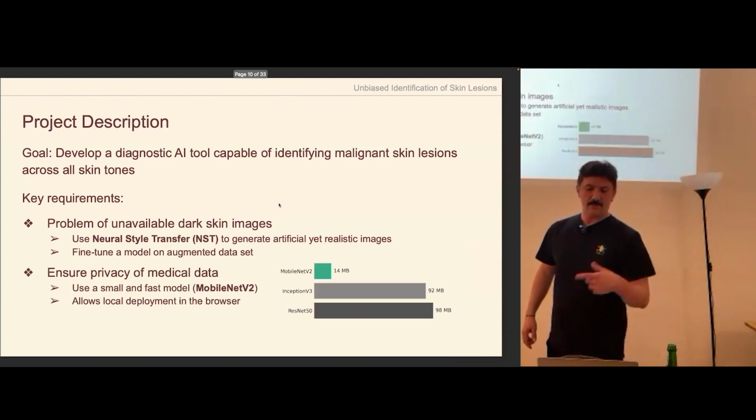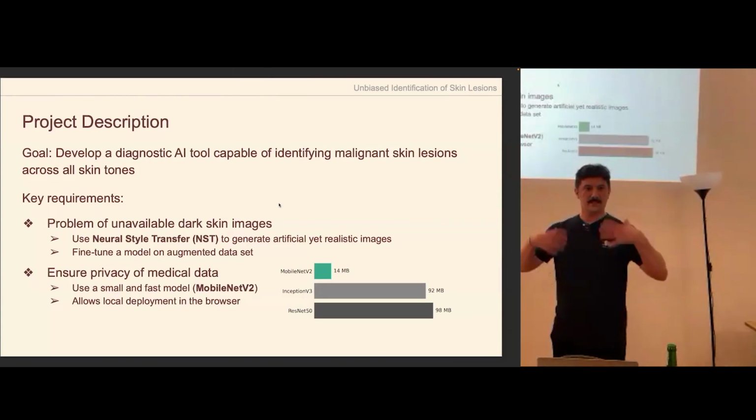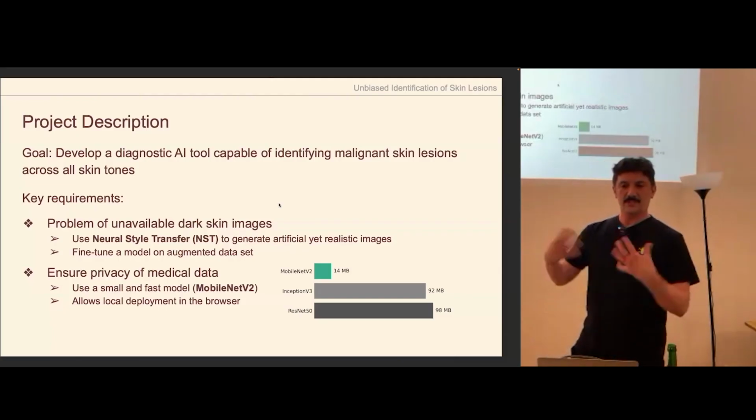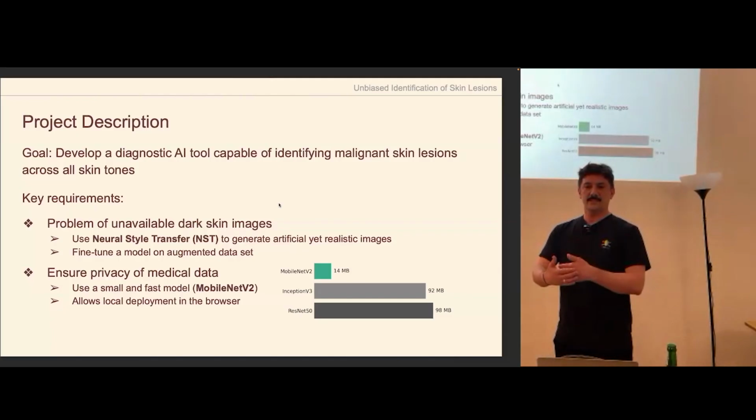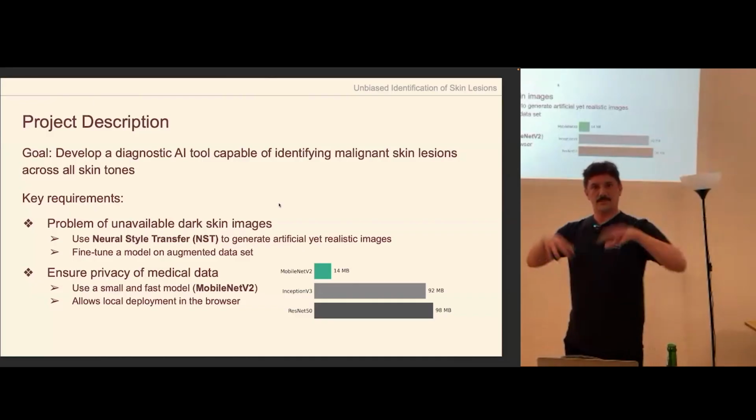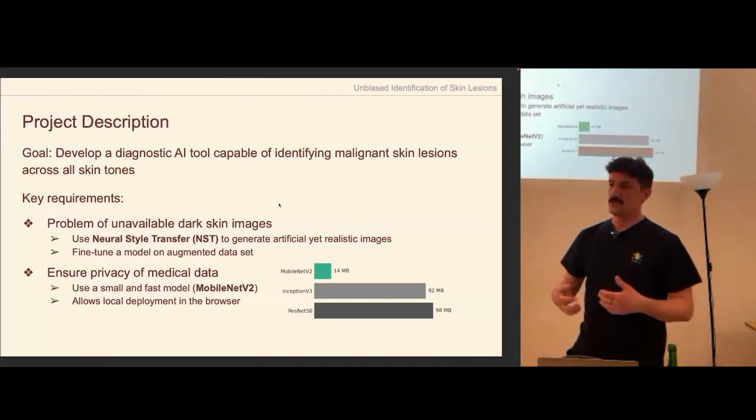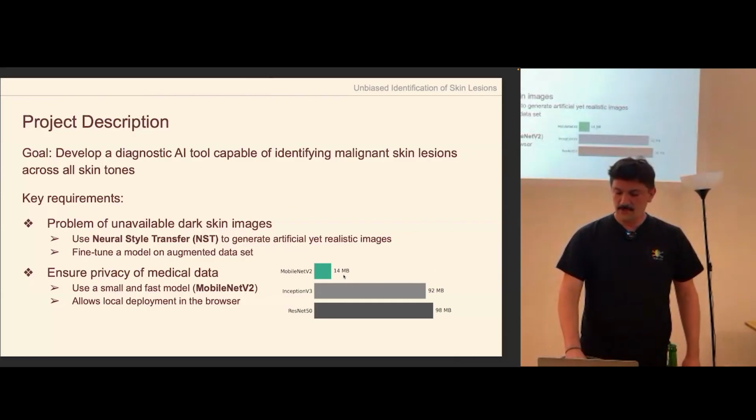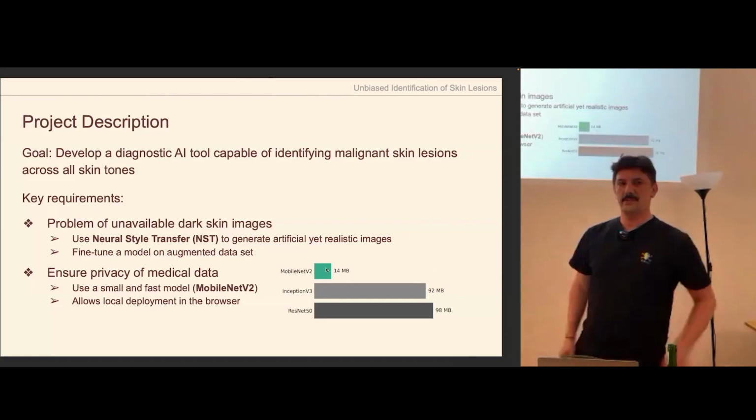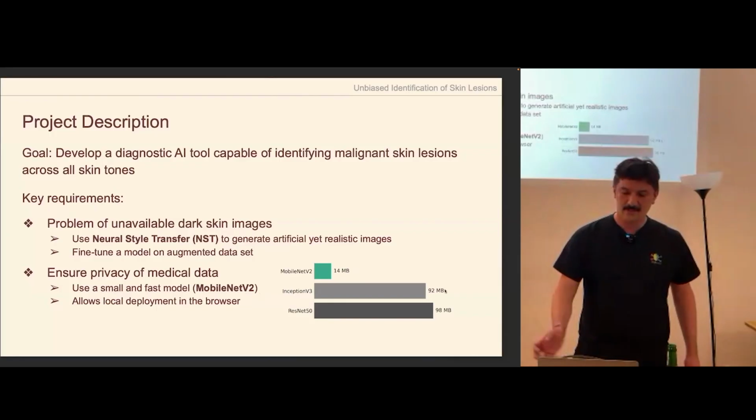And the other key requirement is that I want to ensure privacy of medical data. So if any clinician uses this tool in his clinic, then it shouldn't be necessary to send the image across the internet, but you use it locally. And so therefore, I choose a small, fast model, which is the MobileNet V2, which is only 40 megabytes, so I can very easily deploy it in the browser, compared to other models that are much larger.